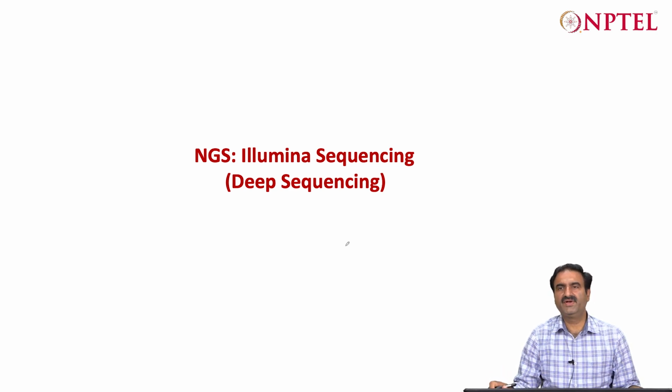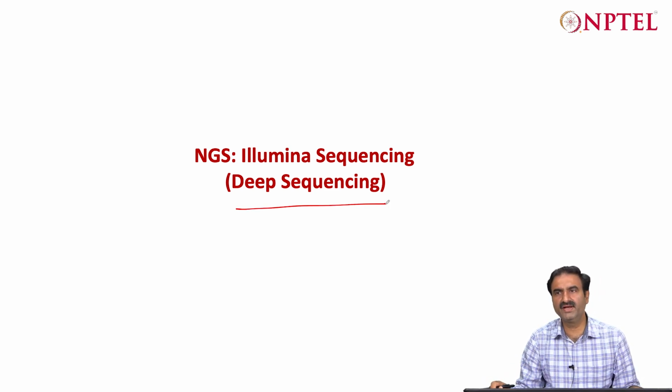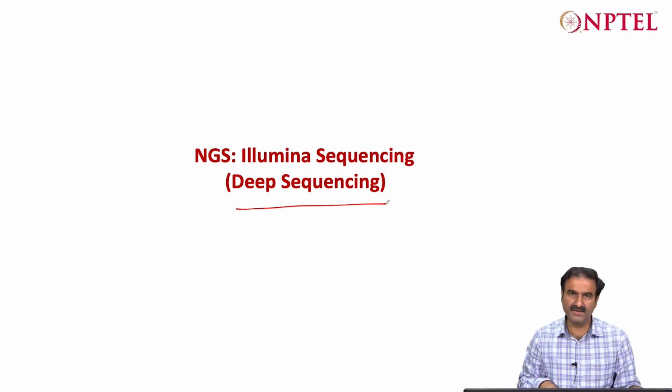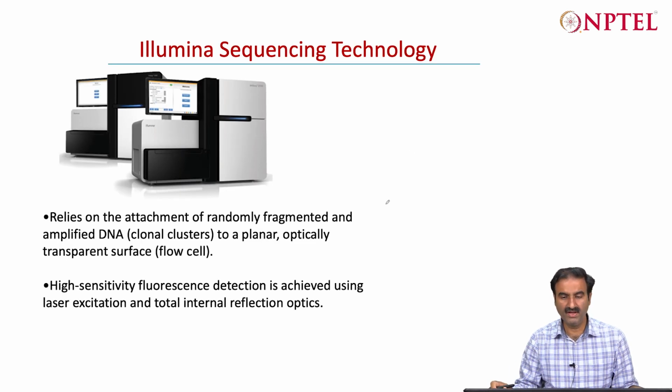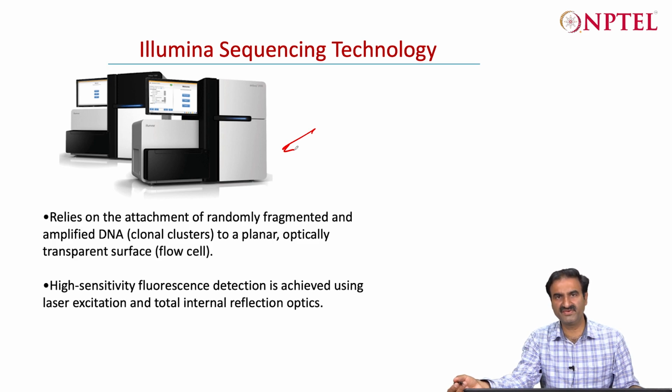Then after this chain termination method, that was the principle of Sanger sequencing, we are now coming to next generation sequencing, which is sequencing by synthesis. This is also called deep sequencing, because you are reading several thousands of copies of each fragment and then making the call for the base pair, and you can also sequence complete genomes within hours. So this is the typical Illumina instrument, and it relies on the sequencing by synthesis technology.